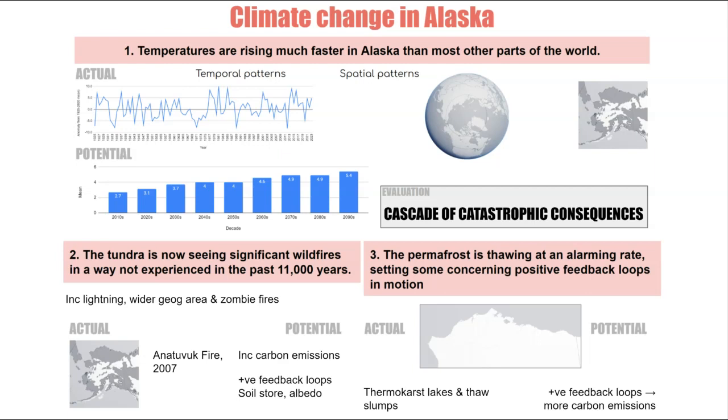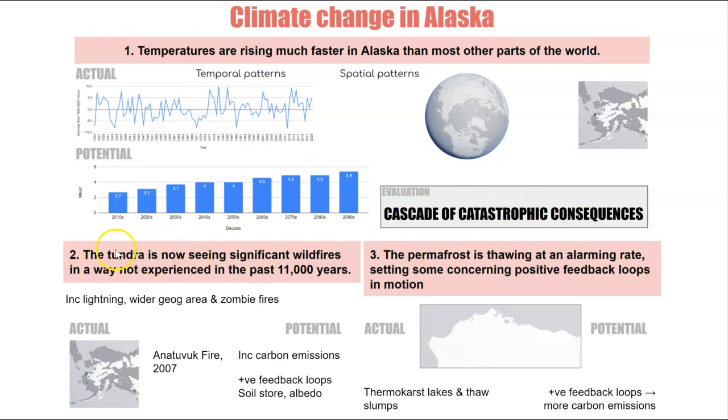But I am aware also of the fact that you've got an exam coming up on this, so how do we write this in the exam? And this is why I've been going over this all the way through, for you to keep your focus clear on this. The temperatures are rising faster in Alaska than most other parts of the world. We have seen the actual temperature rises and the spatial variations: Alaska is warming faster than anywhere else in the North Pole and in the northern Arctic areas, and the tundra areas within Alaska are warming faster than Alaska on average. The potential is looking like, yes, those temperature rises will continue. Their evaluation is this cascade of catastrophic consequences.